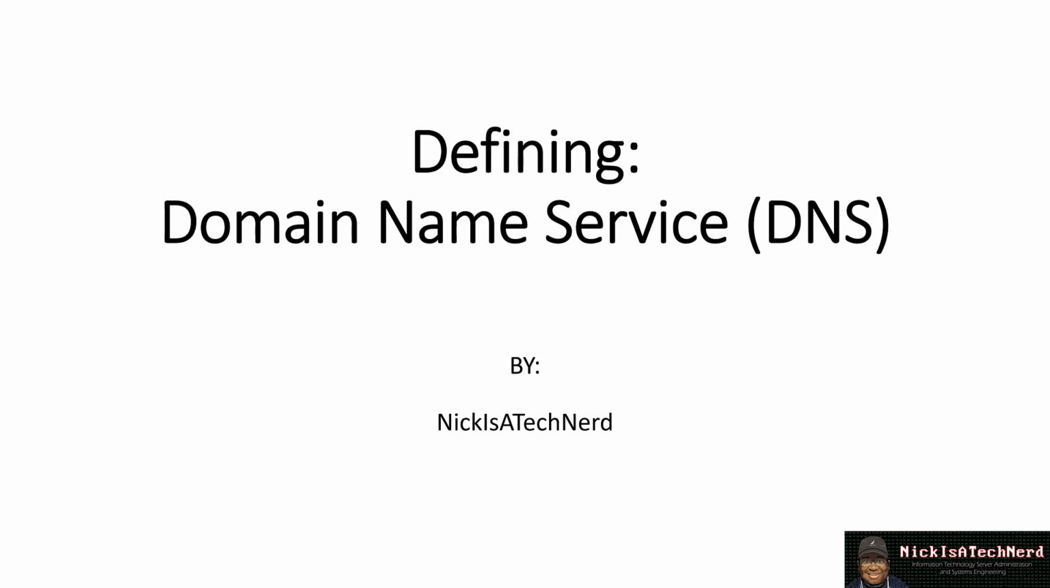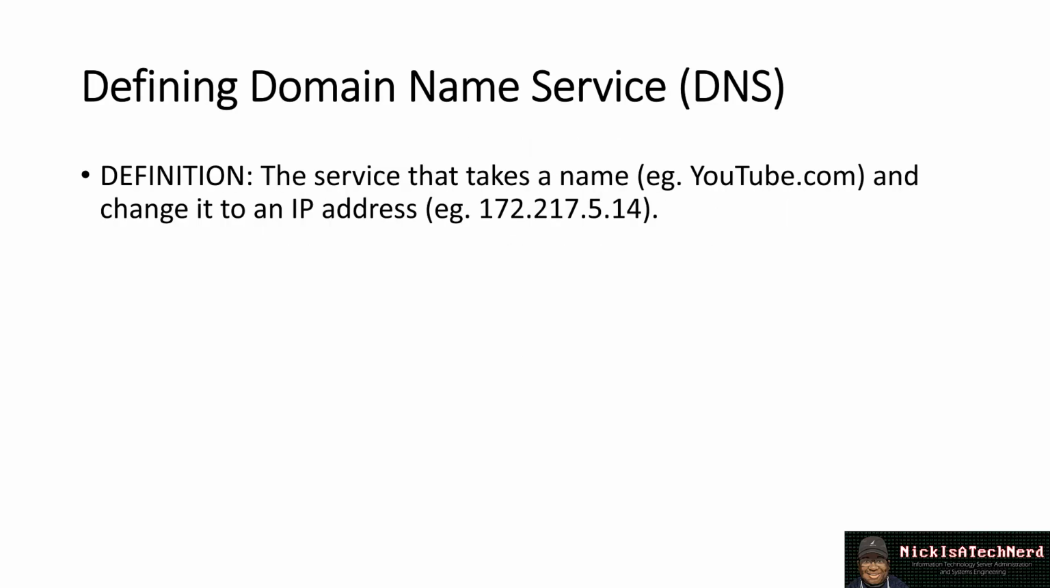Defining domain name service. How can we do that concisely, simplistically? Let's attempt it. The definition is the service that takes a name, example youtube.com, and changes it to an IP address, example 172.217.5.14.